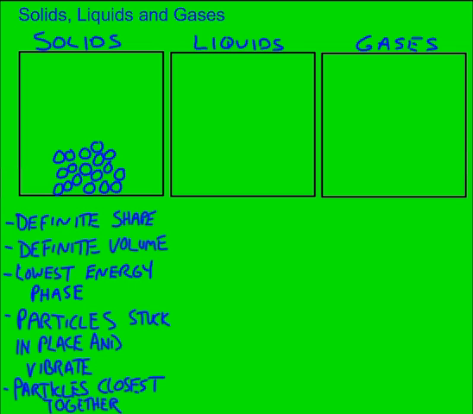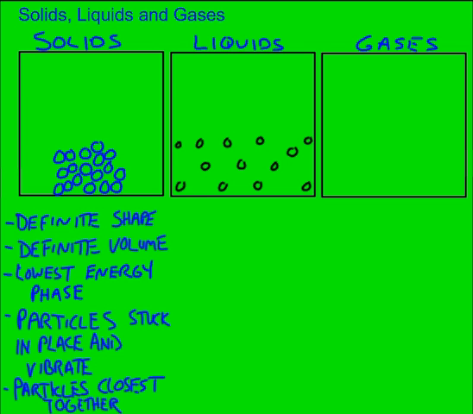Now here are some things that we can say about solids. They have a definite shape. They have a definite volume, which means that a solid is going to hold its shape and its volume. Of all the three phases, this is the one with the lowest energy. The particles are stuck in place and vibrating, and the particles are going to be the closest together.